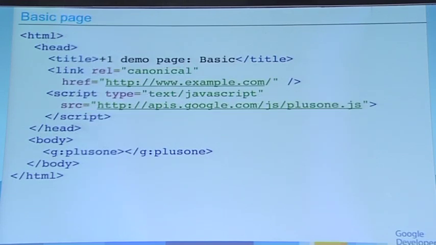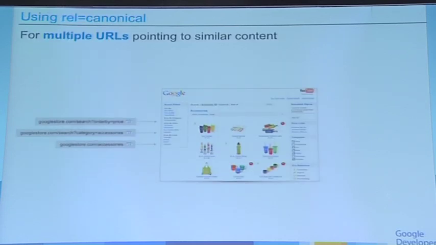So here's the simplest possible page you can do with the +1 button. As you can see, we've got the +1 demo title. You've got a link indicating the canonical URL for this. We'll talk about that later. And we load a JavaScript, and we put the button there.